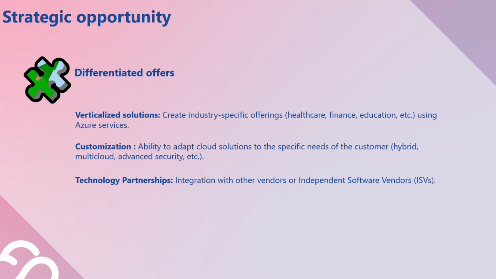Differentiated offers. Oops, sorry about that. Solutions by vertical or by type of company. Some focus on nonprofits. Others specialize in the automotive field, with the management of the car dealership computer park. You just have to find your way and create your specific offer depending on the type of customer you want: healthcare, finance, education, or any industry specialization.